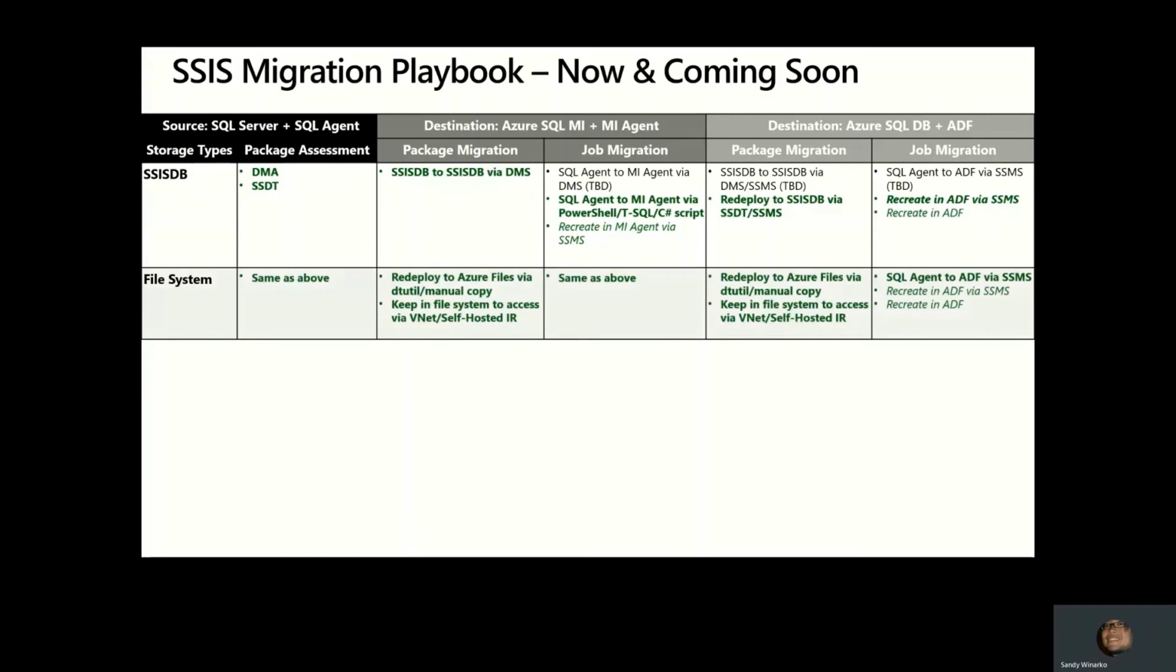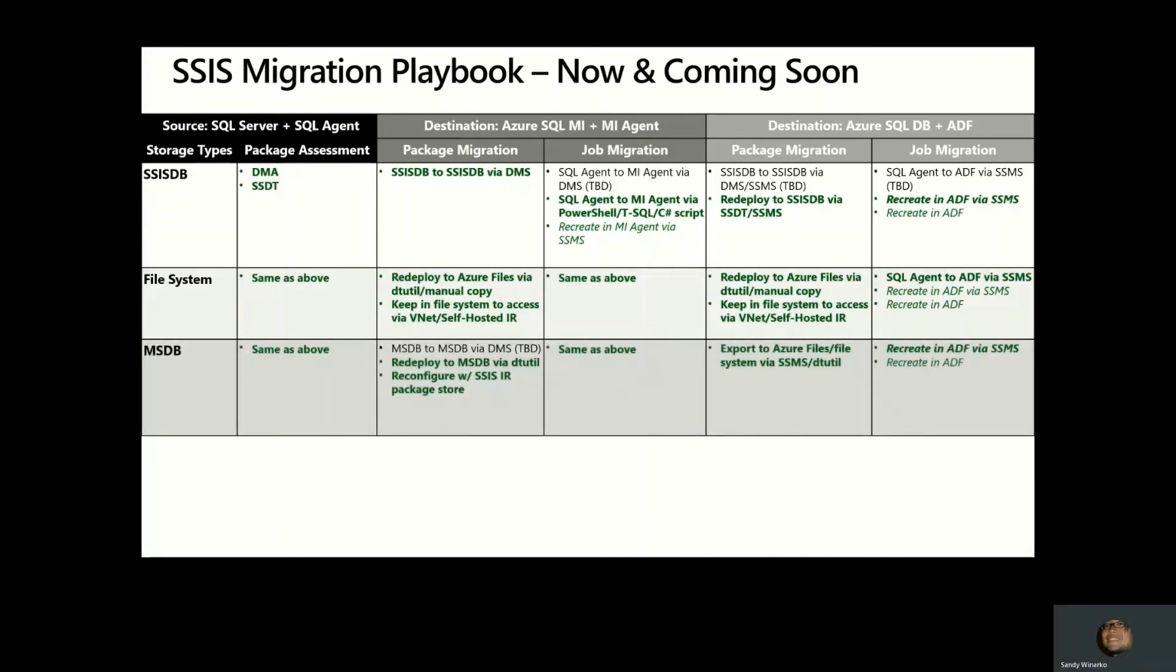If the storage type is file system and the Azure destination is SQL DB with ADF as orchestration tool, you can use the SSIS Job Migration Wizard on SSMS to migrate existing SSIS jobs from SQL Server Agent to ADF.